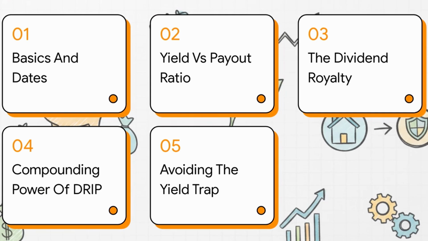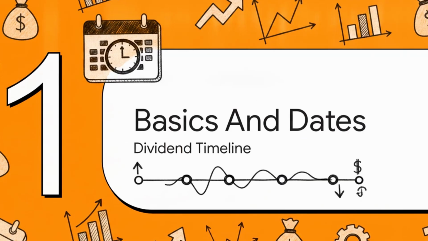All right, so here's our roadmap for the explainer. Number 1, dividend basics and dates. 2, yield versus payout ratio. 3, the dividend royalty. 4, the compounding power of DRIP. And 5, avoiding the yield trap. Okay, moving right into Section 1, Dividend Basics and Dates.